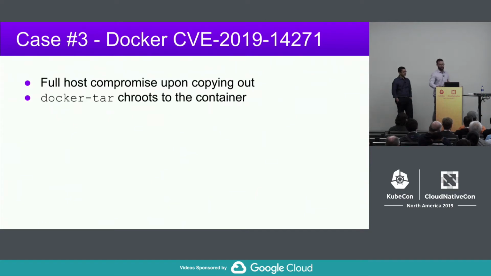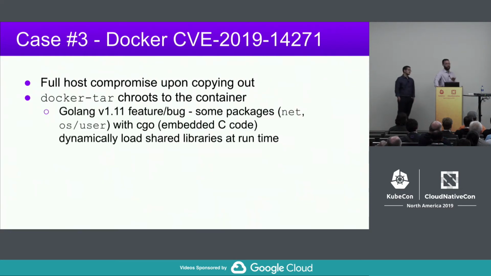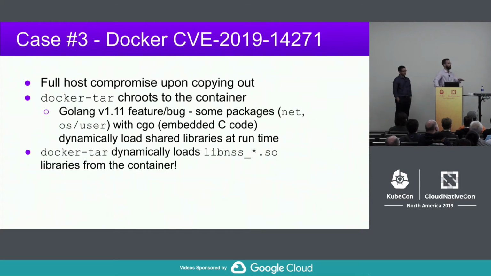So as we've said, Docker tar roots to the container, right? And Docker is written in Go. Specifically, that version was in version 1.11. And that version has some feature, or you might call it a bug, where some Go packages that had embedded C code inside them would dynamically load shared libraries at runtime. So what would happen is Docker tar would root to the container file system, and then dynamically load several libraries from the container file system. Those were specifically several libnss libraries.